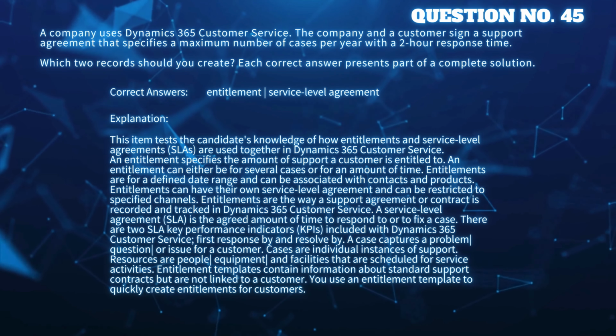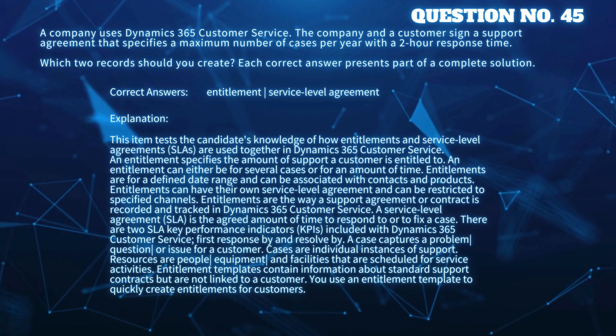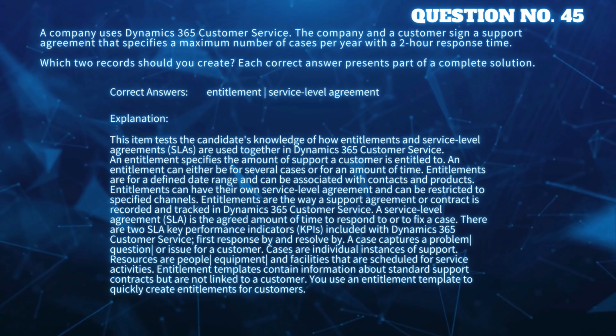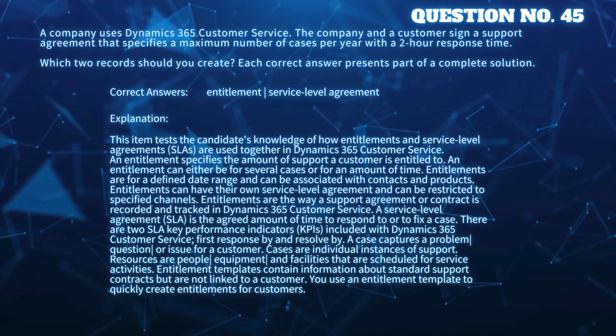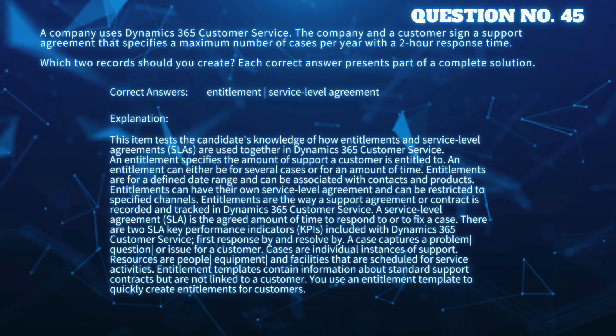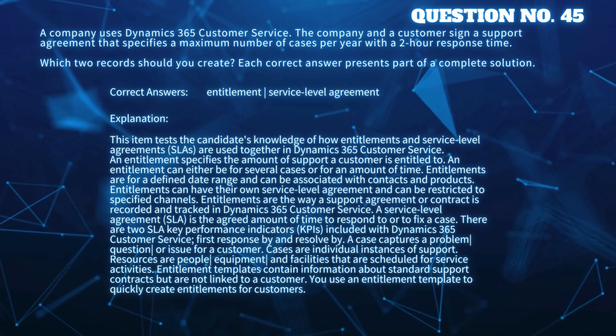There are two SLA key performance indicators, KPIs, included with Dynamics 365 customer service: first response by and resolve by. A case captures a problem, question, or issue for a customer. Cases are individual instances of support. Resources are people, equipment, and facilities that are scheduled for service activities.